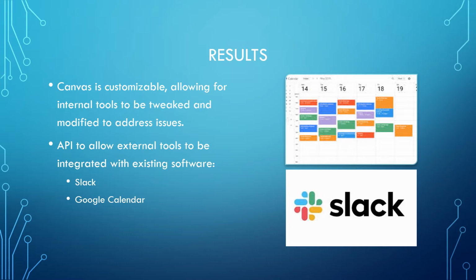And some of the results that we've seen is Canvas is really customizable. It allows for internal tools to be tweaked and modified to address the issues that we have. So it looked like a lot of the problems that we have been having are just due to us not really utilizing or implementing the tools that we have available. It was nice seeing this because it wouldn't cost us as much money, especially now that we're in the middle of a change already.